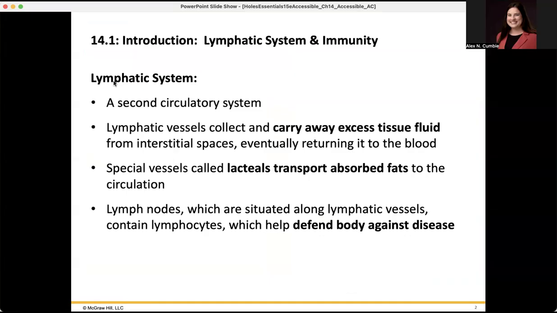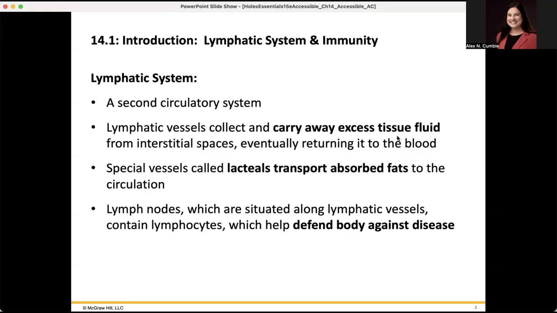So the lymphatic system is considered your second circulatory system. We would consider the first one your blood, circulating through your body in those blood vessels, being pumped through by your heart. Next to your blood vessels, you also have other vessels called lymphatic vessels, and they are circulating not blood, but lymph. And this is very important for your immune system as well as fluid movement throughout the body. What these lymphatic vessels do, and they can be very similar in size and orientation to blood vessels, is collect and carry away excess tissue fluid.